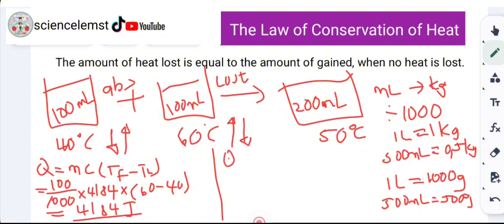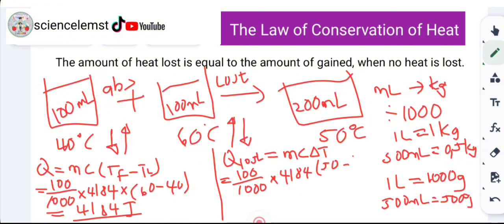Q lost. We didn't write for absorbed, but let's correct it for the side. mc delta T. Okay. So it's going to be what? 100 still divided by 1,000 multiplied by 4184. Final is 50 minus the initial, which is 60. Final answer, negative 4184 joules.